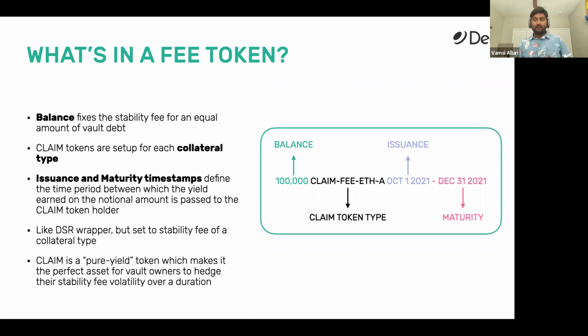If they reduce their vault debt, they could sell some on the market and get back some of the fees that they paid up front. So in a sense, it makes it very flexible. And then you have the actual claim fee token type. And then finally, issuance and maturity. So those three things are the characteristics.